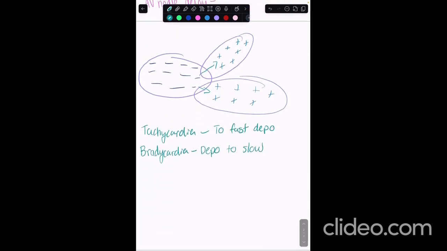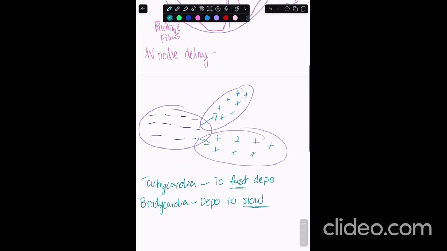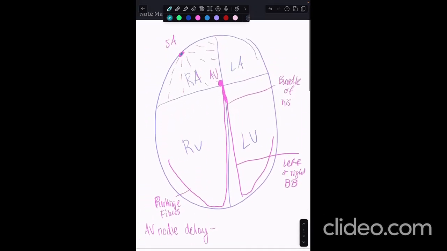And with conduction, basically for a normal heart, it allows for that AV nodal delay for the depolarization down the bundle of His, the bundle branches, and the Purkinje fibers in order to help the heart have a normal rhythm and beat, versus if there are abnormalities, it causes it to be too fast with tachycardia or too slow with bradycardia, causing there to be an issue with the rhythm of the heart.